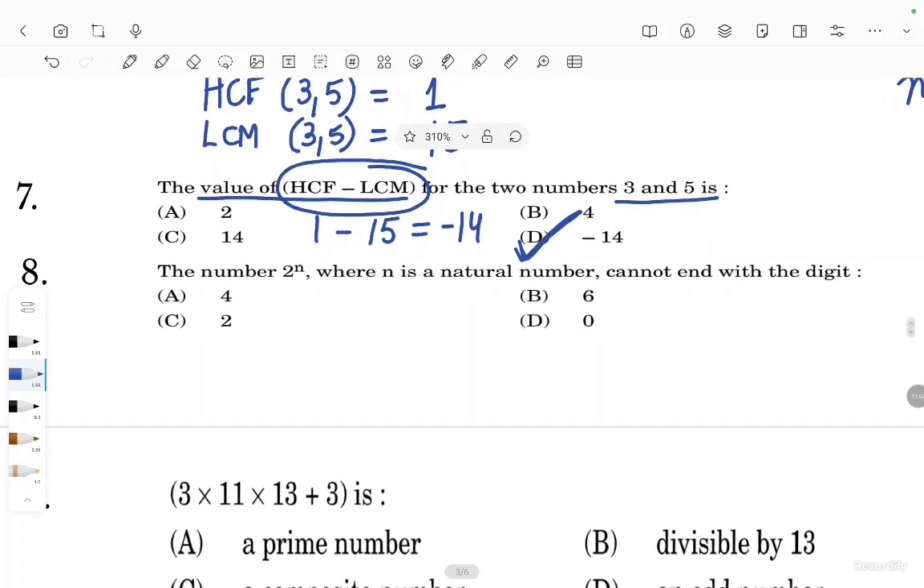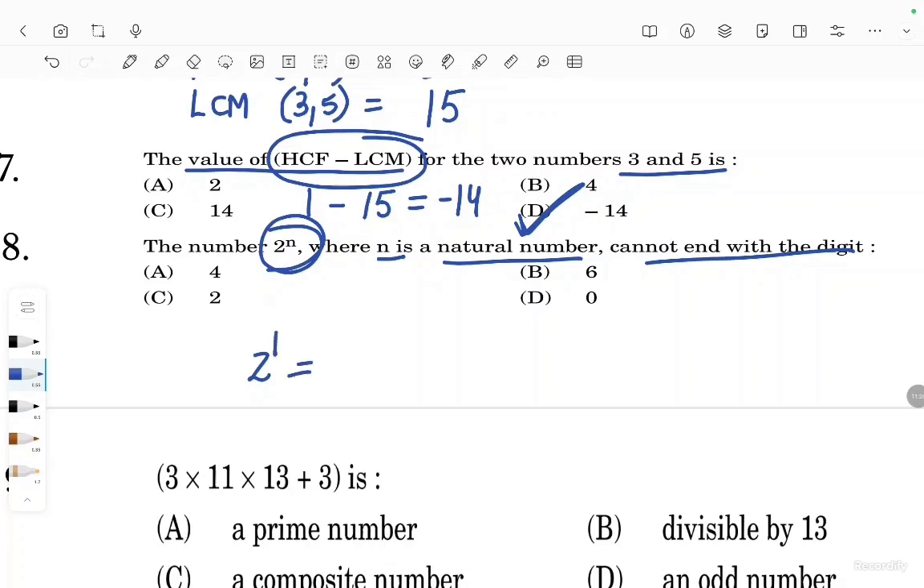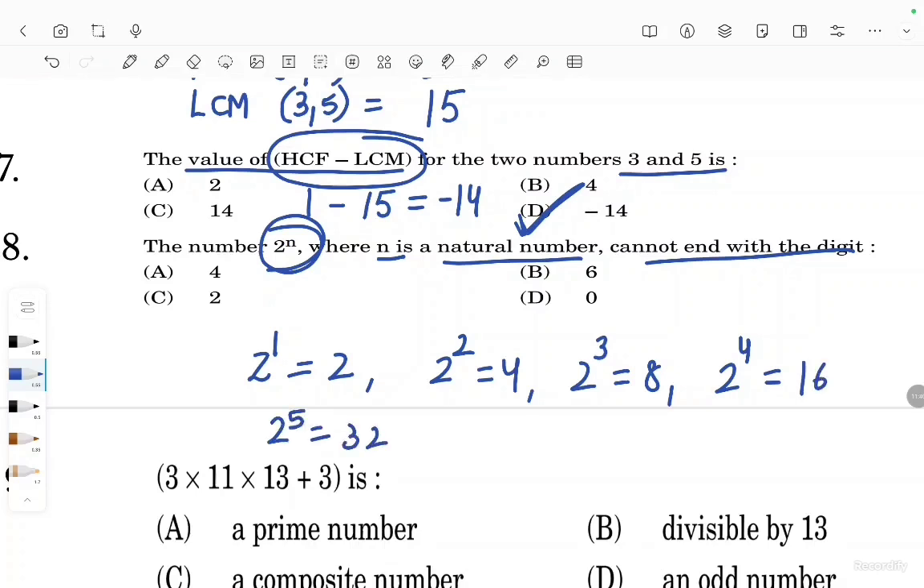Okay. Next. The number 2 raised to power n, where n is a natural number, cannot end with the digit. We have to check 2 raised to power n, where n is a natural number. We will start putting the values from 1. It's 2. 2 raised to power 2 is 4. 2 raised to power 3 is 8. 2 raised to power 4 is 16. 2 raised to power 5 is 32. 2 raised to power 6 is 64.